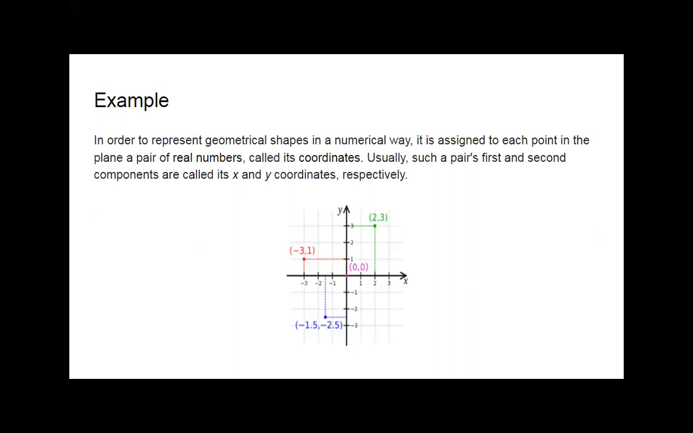Now we can see. Coordinate plane is taken for the example. In order to represent geometrical shapes in a numerical way, it is assigned to each point in the plane a pair of real numbers called its coordinates. Usually, such pairs, first and second components, are called its x and y coordinates respectively. Already we know this theory.